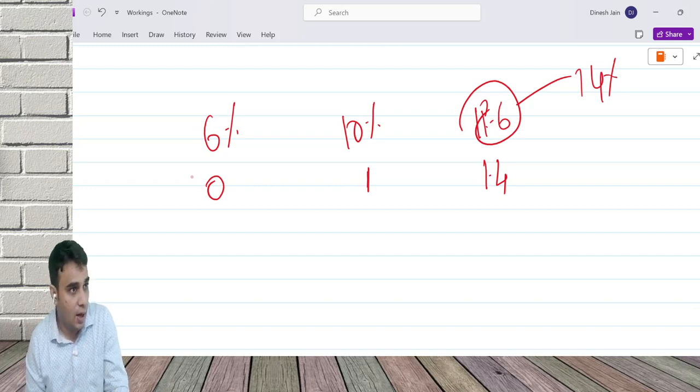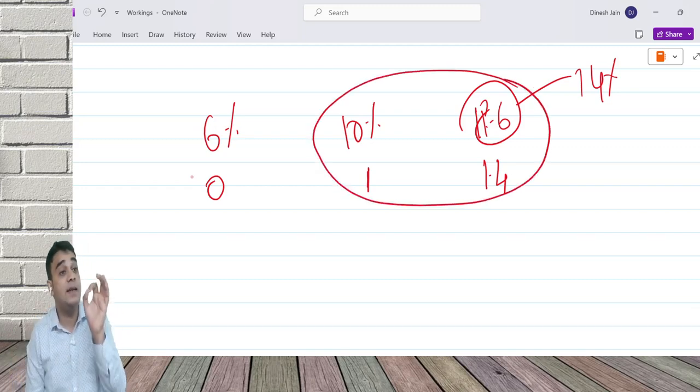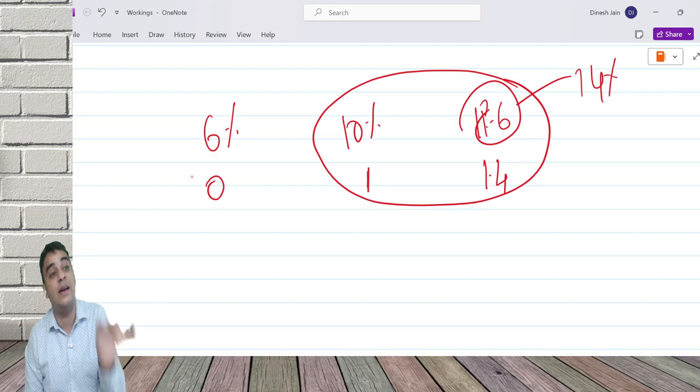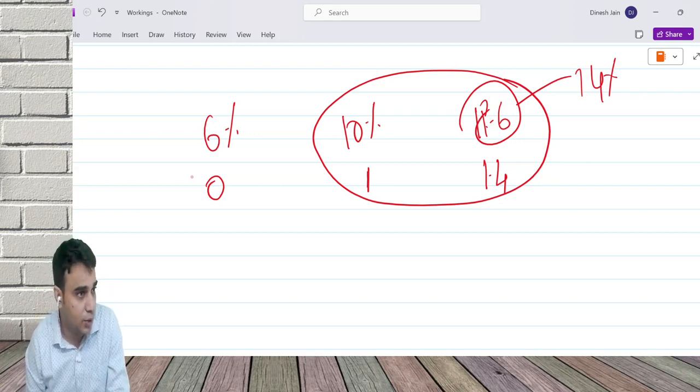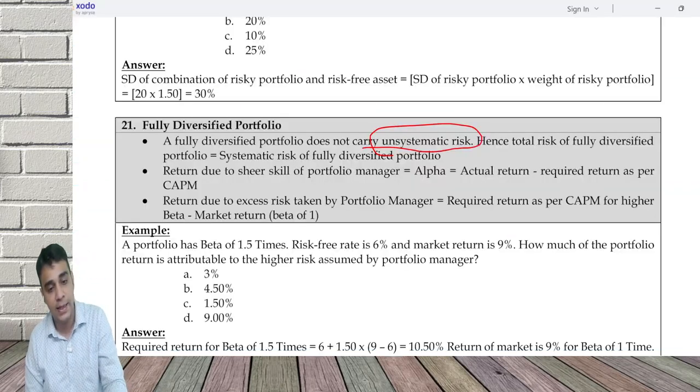The second part is the gap between 11.6 and 10, which is the return due to the extra risk taken by me. What is extra risk? Above 1. So 10 till 11.6 is called return due to the extra risk taken. 11.6 to 12, 13, 14, 15, 16, 17, 18, whatever the number is, is called my ability. Example.